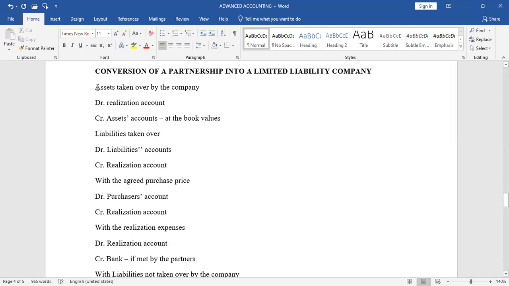The first thing is, with the assets that are taken over by the company, we'll open an account, call it realization account, and we'll debit that realization account and credit the assets account. All this we do at book values. The liabilities that are taken over will debit liabilities account and credit realization account. With the agreed purchase price, because there'll be an offer, we'll debit purchaser's account and credit realization account.